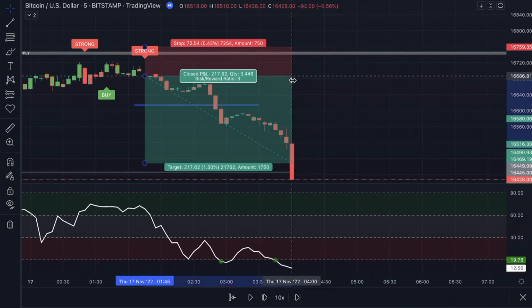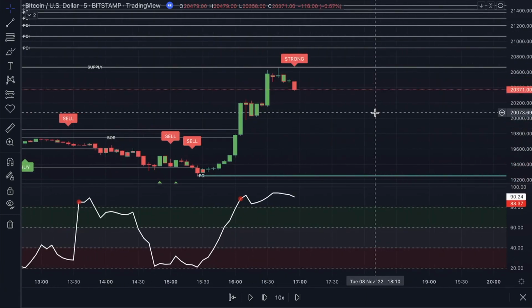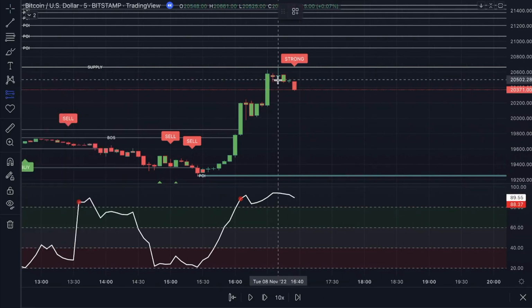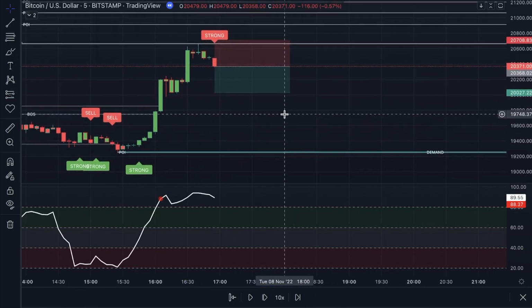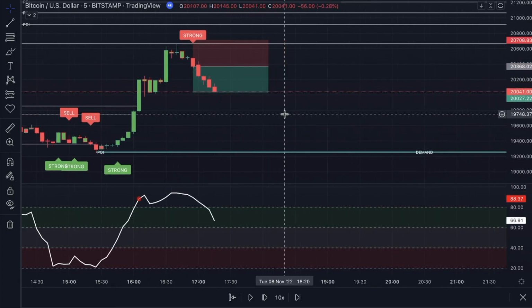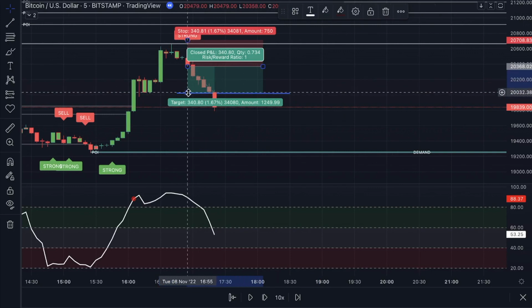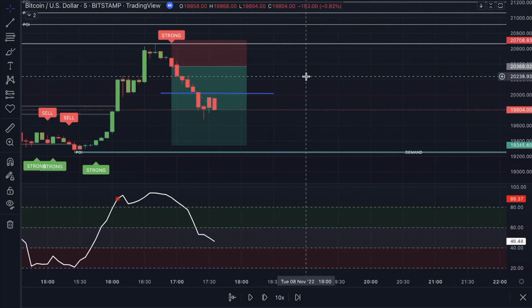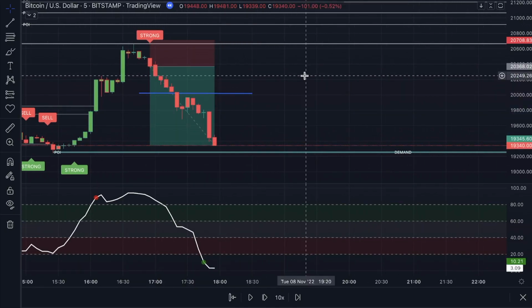Let's do another short example. Here we can see the market rejected a supply zone and we were then issued a sell signal. The white line is also in the green zone, so all of our conditions are met. Let's see how this trade plays out. And this turned out to be a great trade.